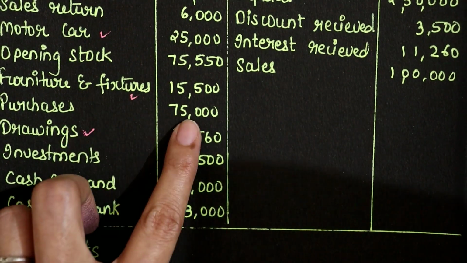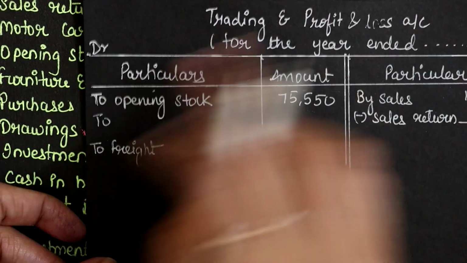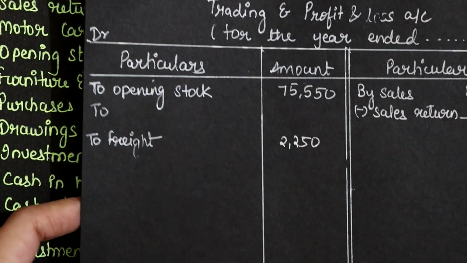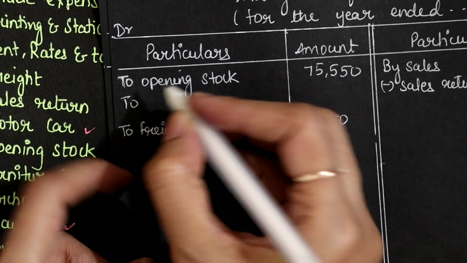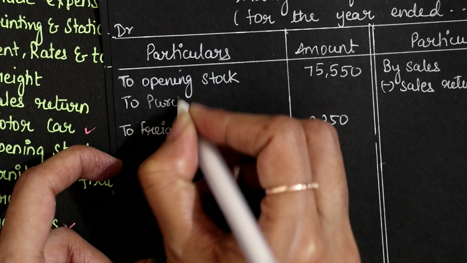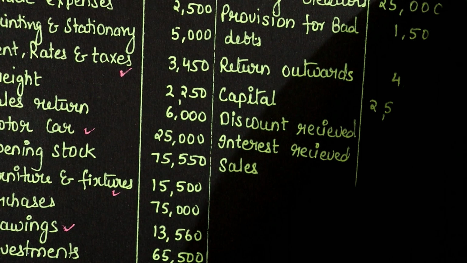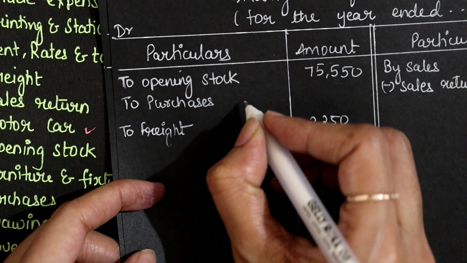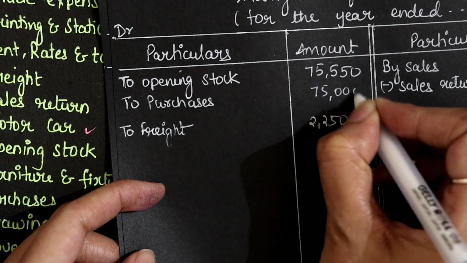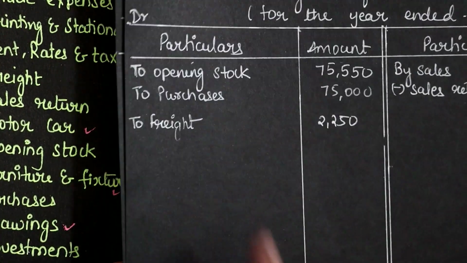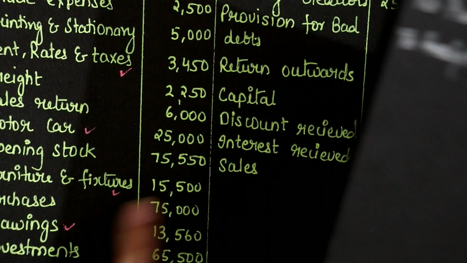Next entry is purchases, trading account debit side. Since purchases has returns also, return outwards, $75,000. We can show purchases directly on the debit side amount column and return outwards on the credit side of the trading account. That also we can do.